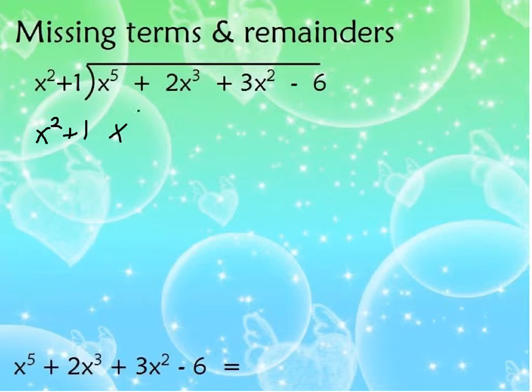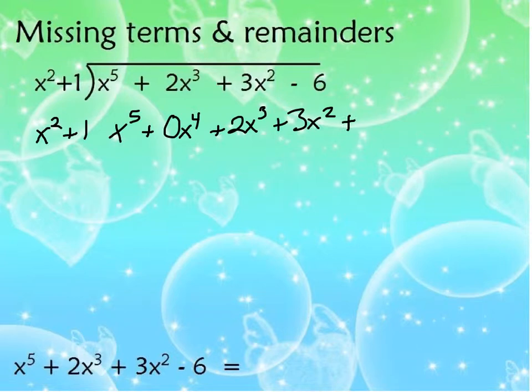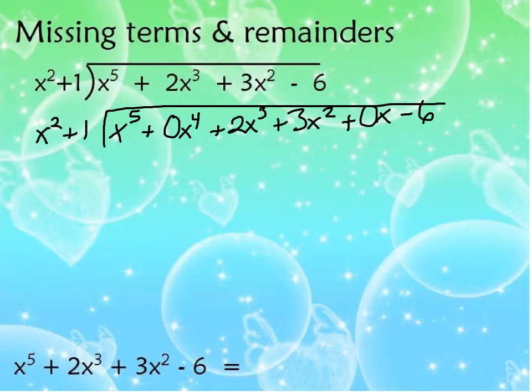So I'm going to write x to the 5th plus, and then just to leave a column for all my x to the 4ths, I'll put a 0 x to the 4th. And then I'll do a 2x cubed, and then my plus 3x squared, and now I need an x term, so I'll put plus 0x, and then minus 6. And we're going to do this division. Sorry, this is going to be kind of tight. Okay, so now I'm doing this problem, and I'm done with the problem that they gave me.